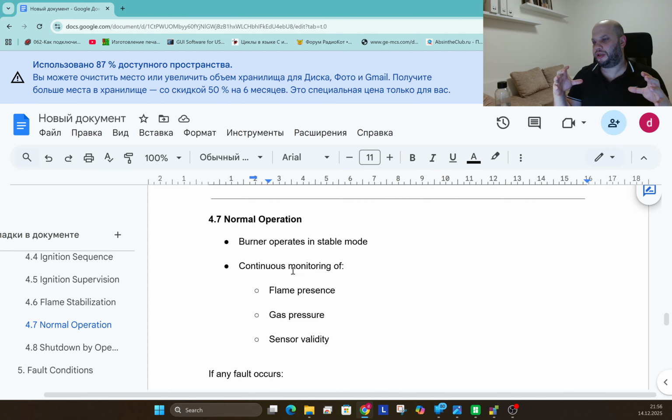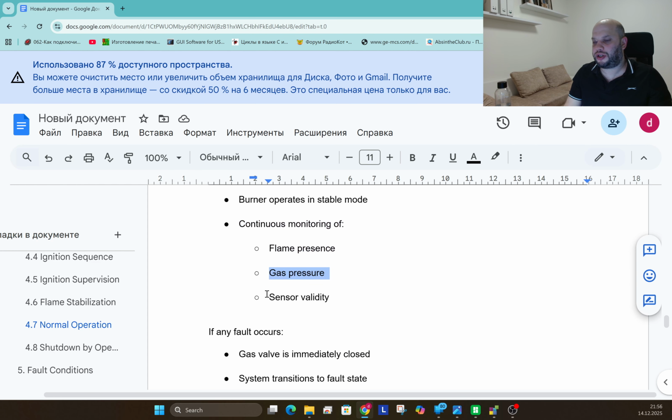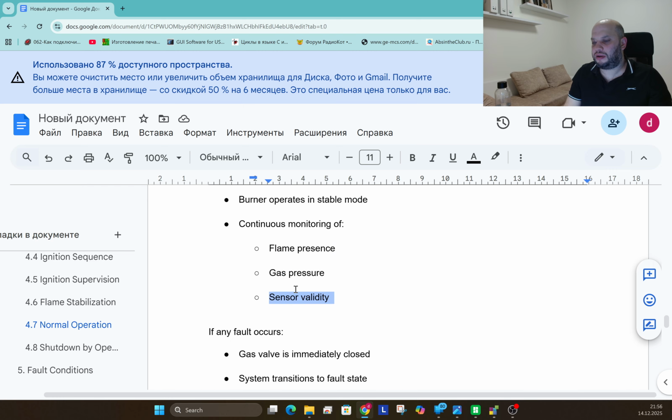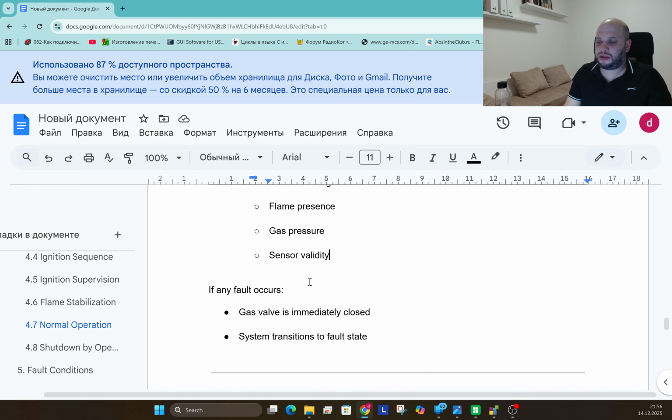the burner is under, like, there is a pressure inside, it's more complicated. So yeah. So burner operates in stable mode, continues monitoring of flame presence, gas pressure, sensor validated. Yeah, maybe this is also good.